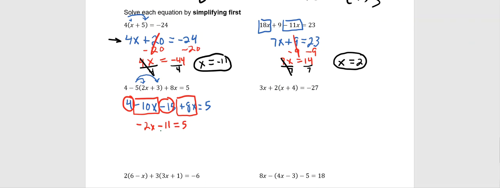And this should be a very familiar looking 2-step equation again. So we should see that we can add 11 and we get negative 2x equals 16. And then as our final step to solve, we'll divide out by negative 2. And we should get an outcome of x equals negative 8.